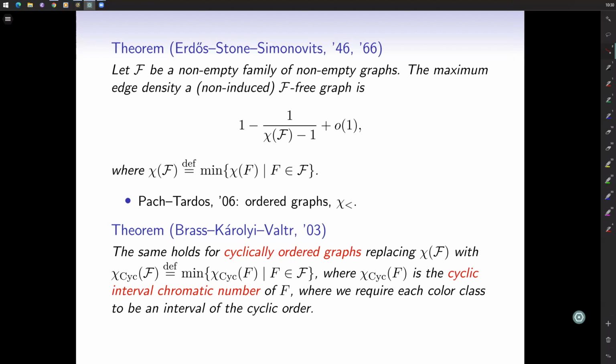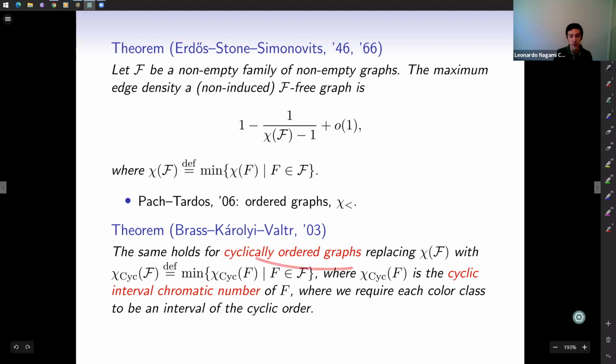What exactly does it mean, the same holds? Oh, the same holds means if you have a family F of cyclically ordered graphs, and you consider the F-free cyclically ordered graphs, and you try to maximize the number of edges, the best possible thing you can get is this value, but you replace this guy.